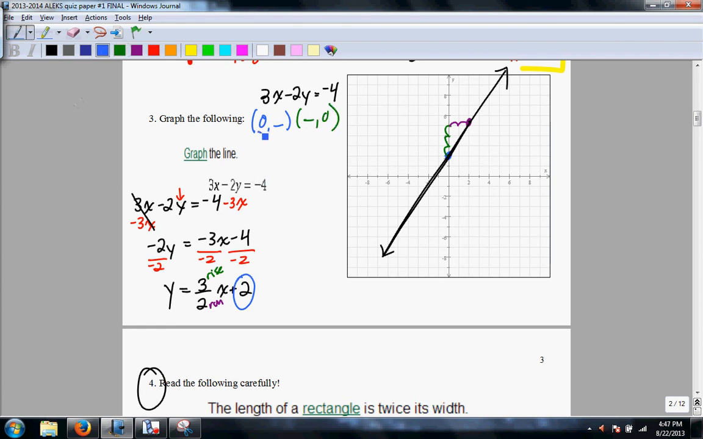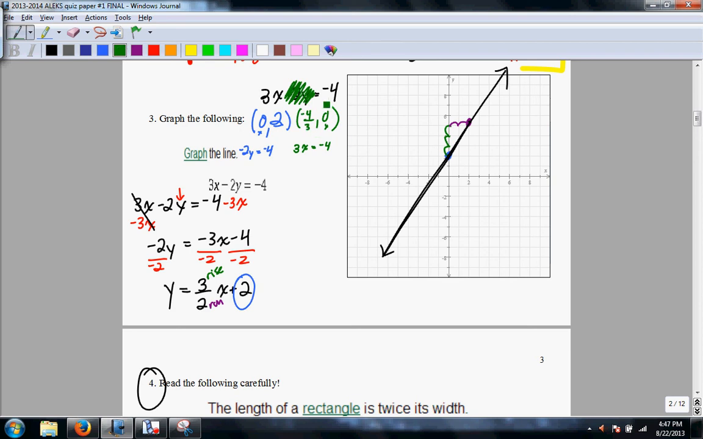So for this first one, we're going to put a 0 in the x. So if you say goodbye to the x, we have negative 2y equals negative 4. You divide negative 2 both sides. That's going to mean your y is positive 2. Then you come over here, and if you put a 0 in the y part, we say goodbye to that, and you end up with 3x equals negative 4. If you divide by 3, of course, you're going to end up with negative 4 over positive 3.